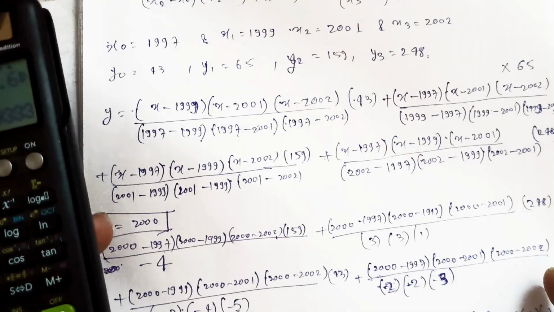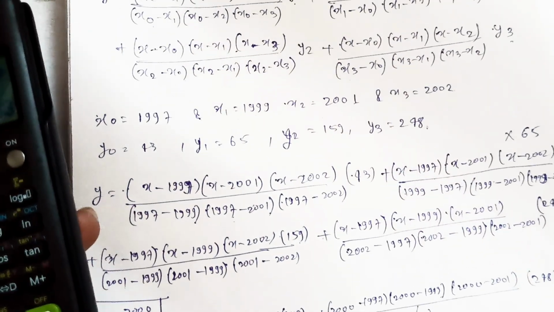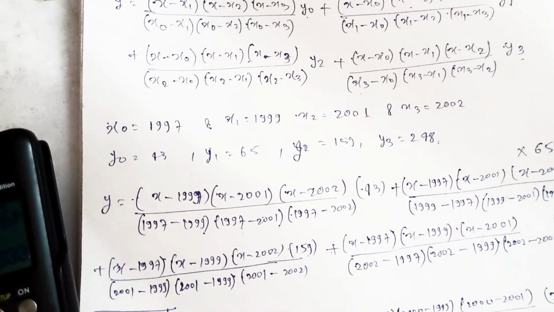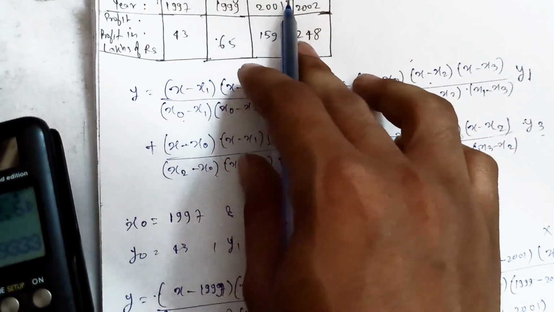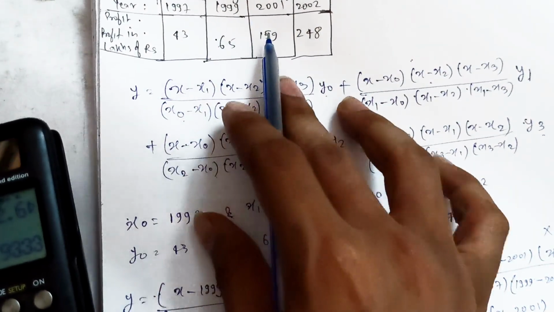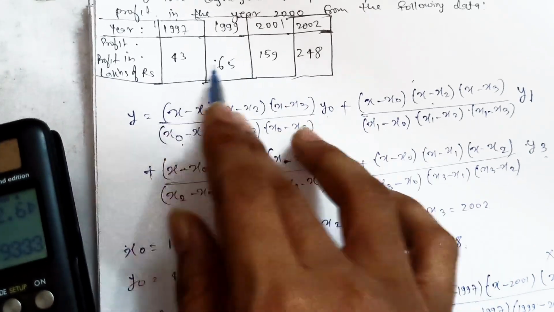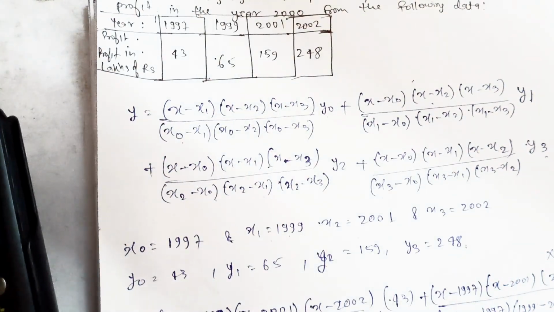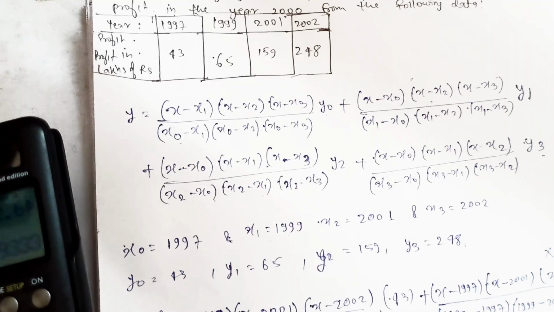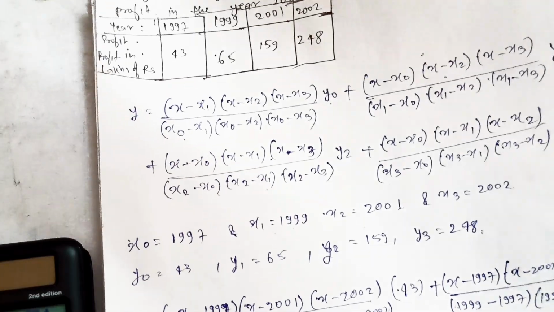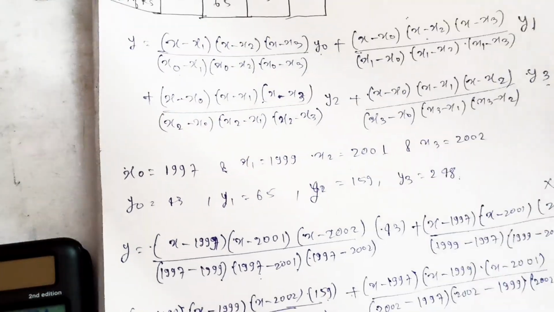So we have used the Lagrange interpolation for evaluating the missing term, or we can say the profit for 2000 that we have been given. In the table we have 4 values for x and y, and we need to find the value for x, and then we get the value of y. So that is all about the Lagrange interpolation problem. Thank you.